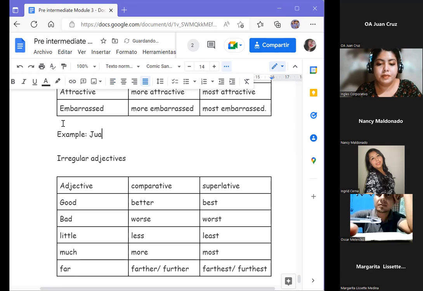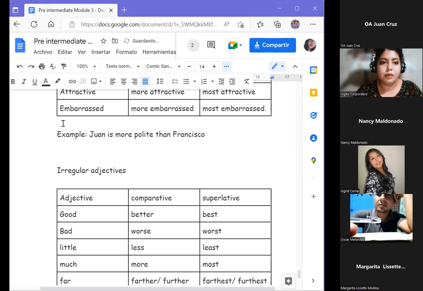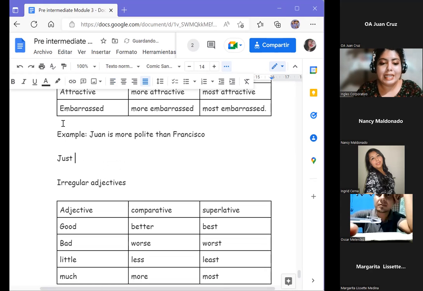One is more polite than Francisco. And we have the other example. Juan is the most polite boy, for example. Tenemos los dos ejemplos. Y dice en el primero, Juan is more polite than Francisco. Juan es más amable que Francisco. Estamos haciendo una comparación de dos.